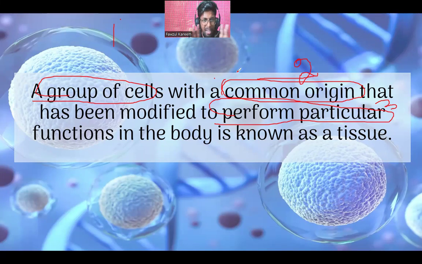Now I think you may have a clear idea about the tissue. A group of cells, fact number one. Fact number two, what's that? A common origin. I explained that common origin. What's the common origin? That I said a big story, right? And the third one, perform a particular function.